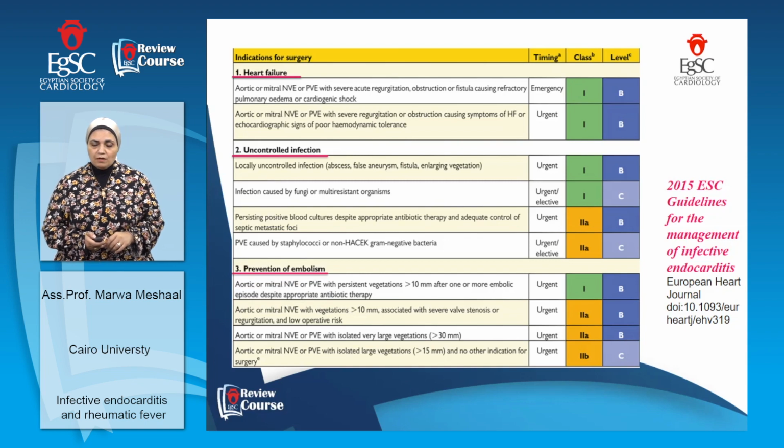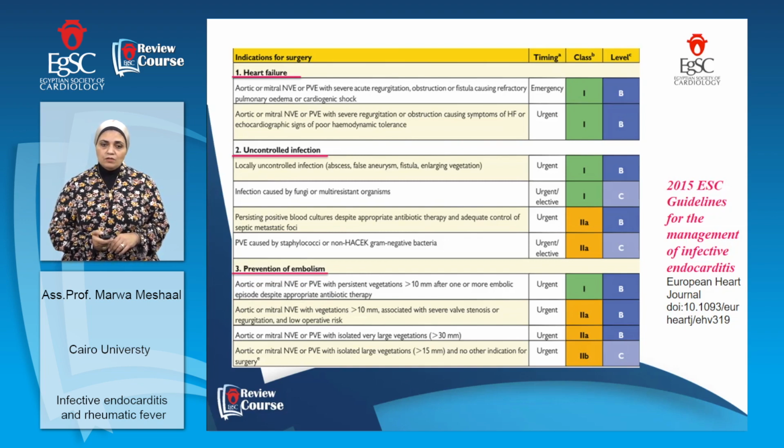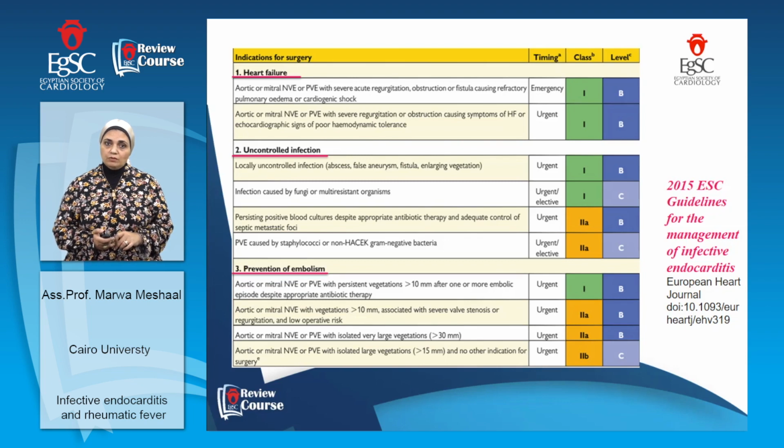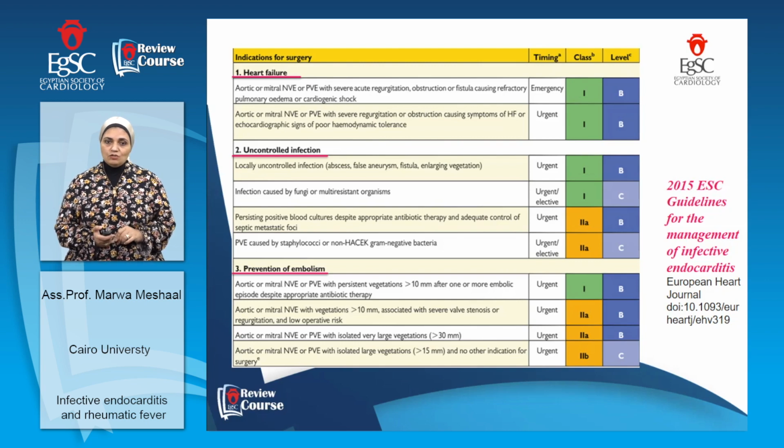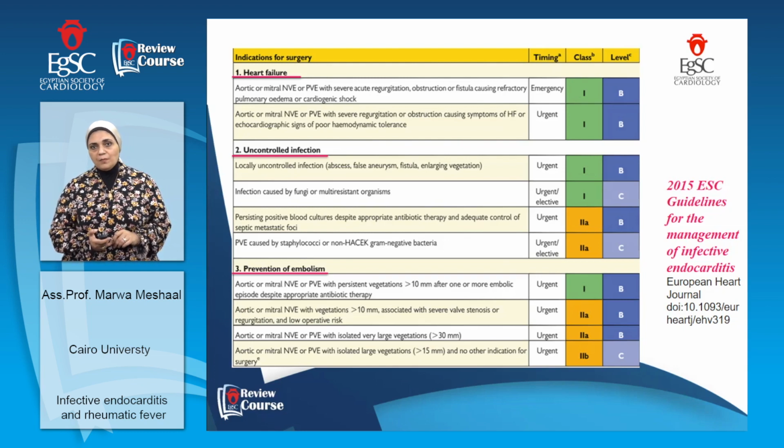Then, for prevention of a recurrent embolic event, if you are having persistent vegetation of more than 10 millimeter with embolic event despite being on proper medical treatment and proper antibiotic therapy; aortic and mitral valve infective endocarditis with vegetation of more than 10 millimeter that's associated with mitral stenosis, aortic stenosis, or regurgitant lesions that are not yet indicating surgery; aortic or mitral valve vegetation that is larger than 30 millimeter; or aortic or mitral valve vegetation that is larger than 15 millimeter, low risk patient, and no other indications for surgery.